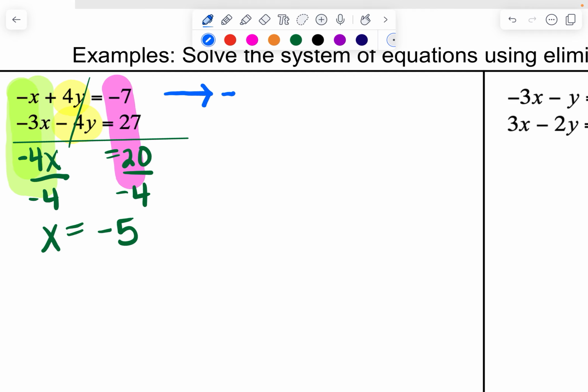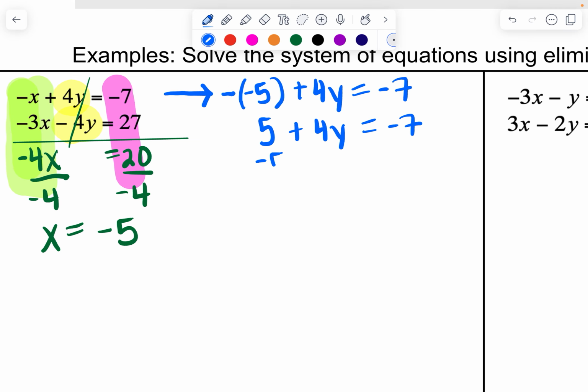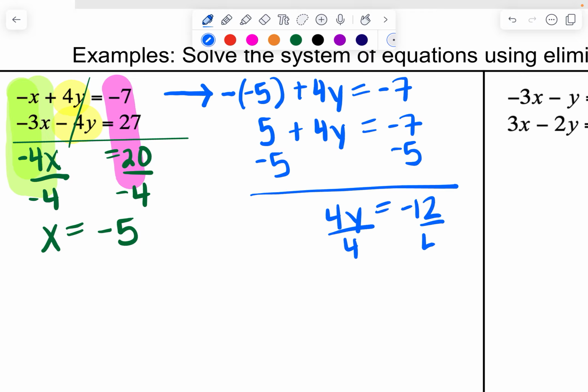Negative x, so negative negative 5 plus 4y is negative 7. Negative negative 5 is 5, plus 4y is negative 7. We'll take 5 from both sides. We get 4y is negative 12. And then dividing both sides by 4, we get y is negative 3.